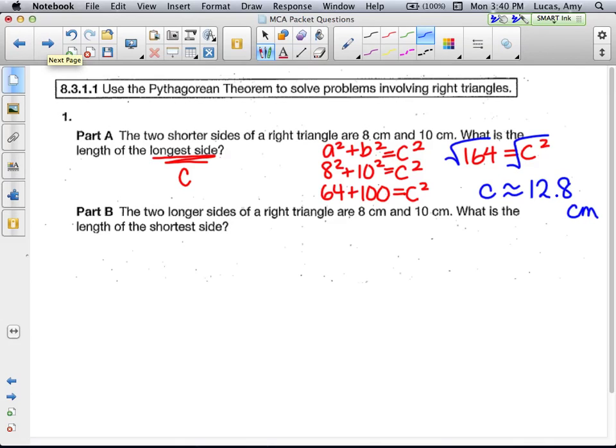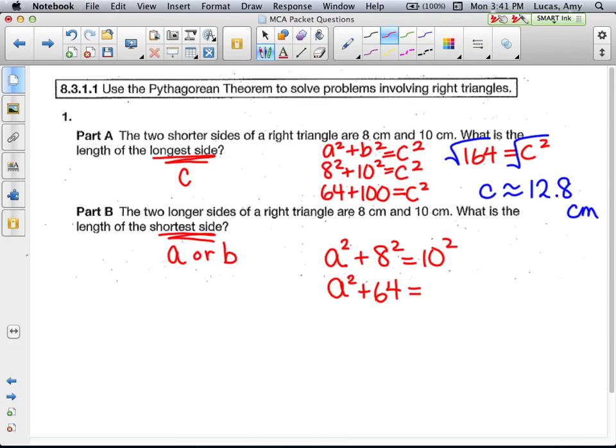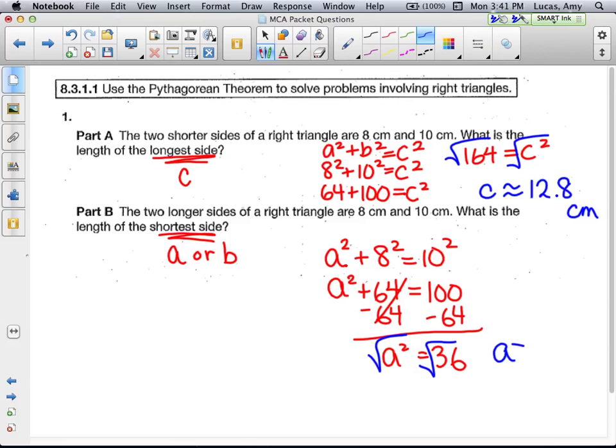centimeters. Now, part B, the two longer sides are 8 and 10. What is the length of the shortest side? Well, the shortest side has to be A or B. It can't be C. So I am going to say the shortest side is going to be A. So A squared plus B squared equals C squared. So this problem is a little bit different than the last one because we are given the longest side. So if I subtract 64, A squared equals 36. So then the square root of 36 is 6.